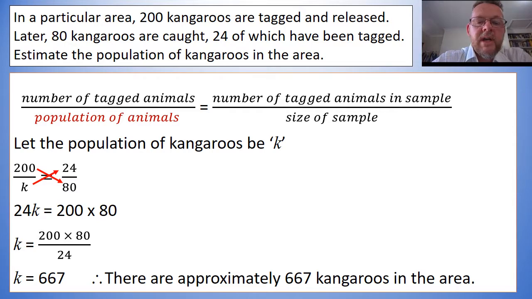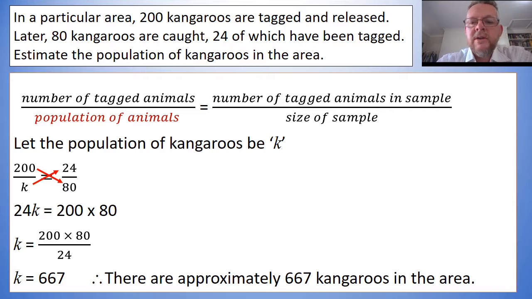Now, the capture-recapture example that we're going to look at is going to be a fairly high order question that I'll test you on later. So let's look at this example. In a particular area, 200 kangaroos are tagged and released. Later on, 80 kangaroos are caught, 24 of which have been tagged. We're going to use this to estimate the population of kangaroos in the area.